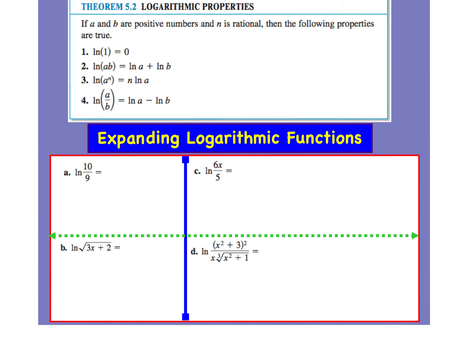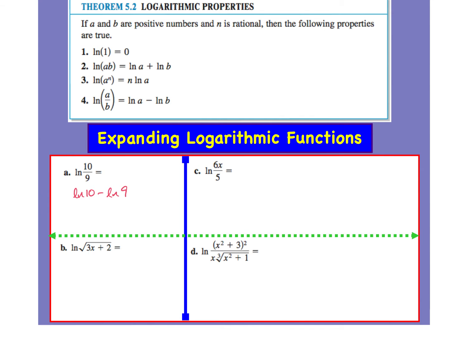And so a lot of the times, to make our life a lot easier, we need to know some of these rules. So I'm going to bring that power out front. And then if I have division going on, that's really what when I expand it? Subtraction. All right? And so we need to know those rules to make our life a lot easier when we actually start doing our calculus. So let's look at this first one. I have natural log of 10 over 9. I want to expand this bad boy. So this is the same thing as saying what? Natural log of 10 minus natural log of 9.